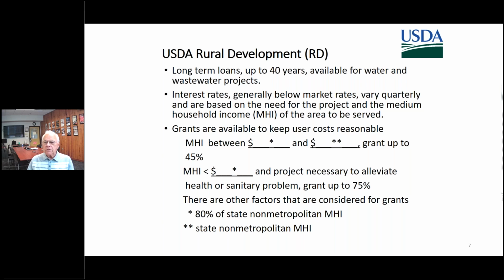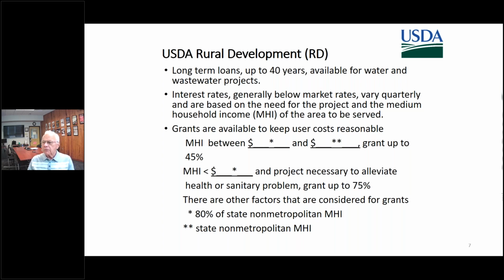If the median household income is between 80% of the state non-metropolitan median household income and the state non-metropolitan median household income, the grant can be up to 45%. If the community median household income is less than 80% of the state non-metropolitan median household income, and the project is necessary to alleviate health or sanitary problems, the grant can be up to 75%. There are other factors that are considered for grants, and we'll get into those soon.